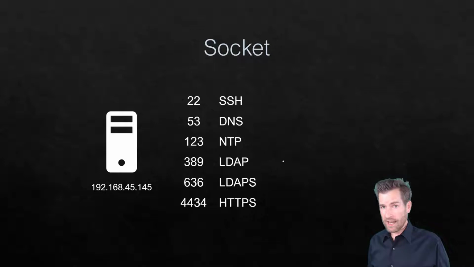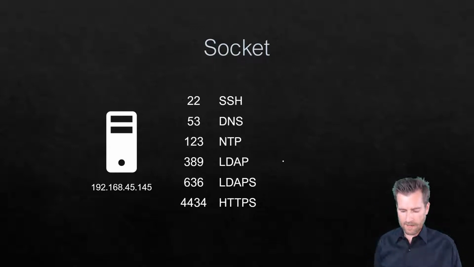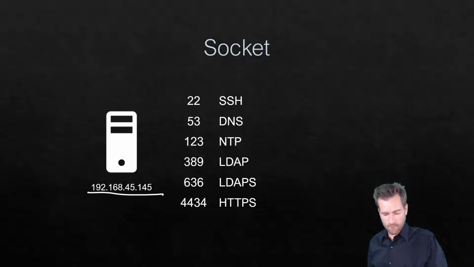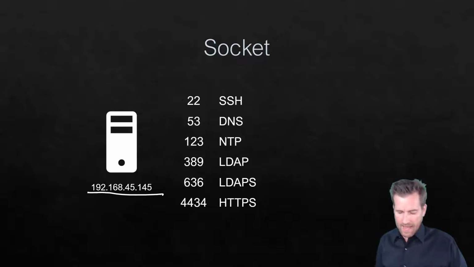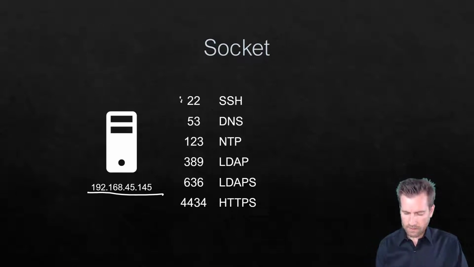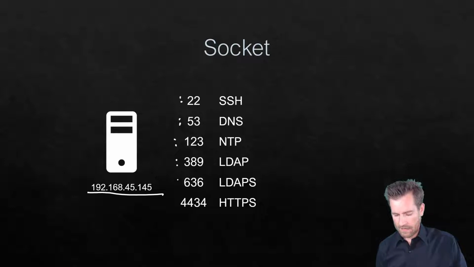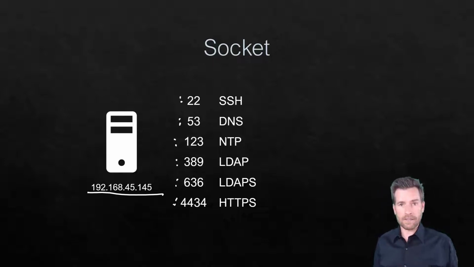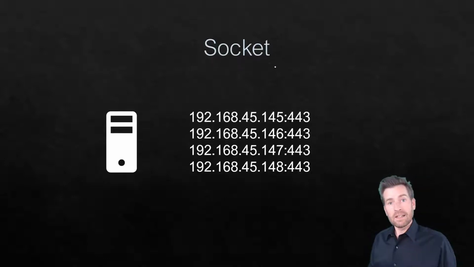So a server could have several sockets that are open on it. It could have, if this is the IP address, 192.168.45.145, and we have colon 22 open, colon 53 open, colon 123, colon 389, colon 636, and colon 4434. So all of these different services now are open on this machine, and each one of those is a socket.